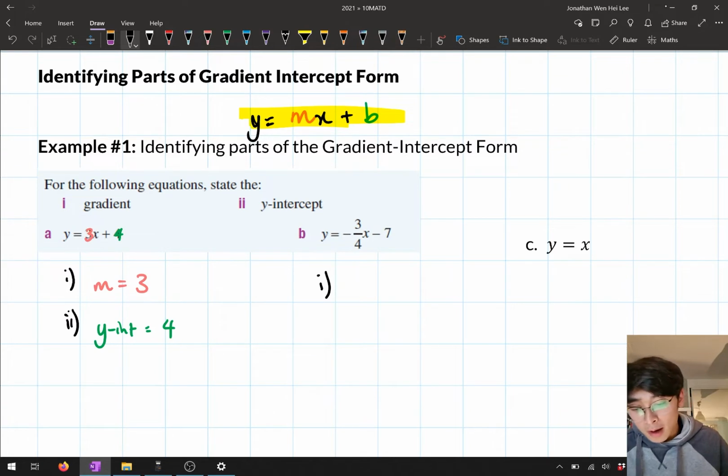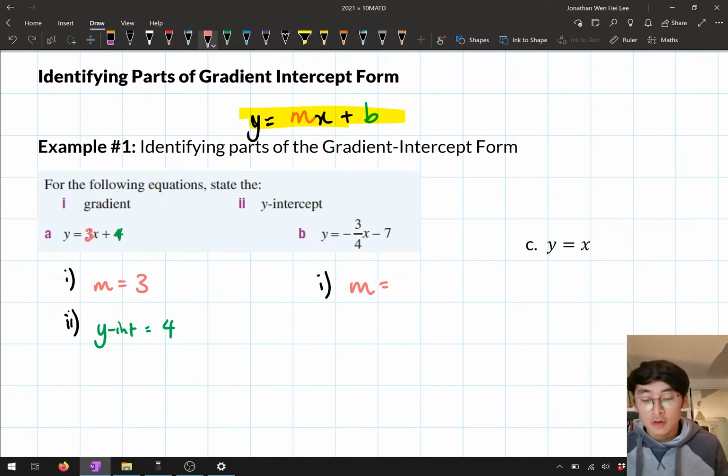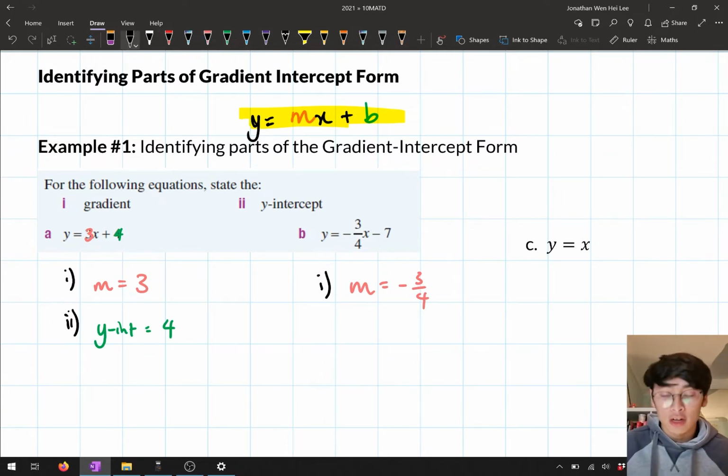So here, we've got y is equal to negative 3 over 4x minus 7. Okay, so m is going to be the number before the x. Now here, notice there's a negative as well. When I've got a negative sign, I need to include that negative sign as well. So it's not just going to be 3 over 4, it's going to be negative 3 over 4. Okay, so that's the first part, finding the gradient of this line.